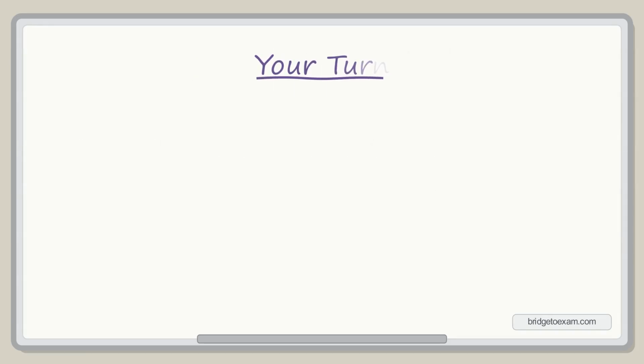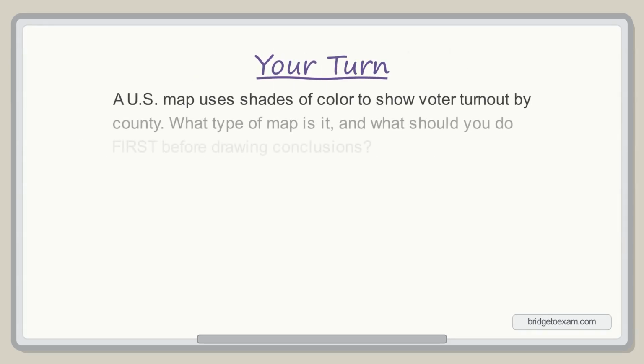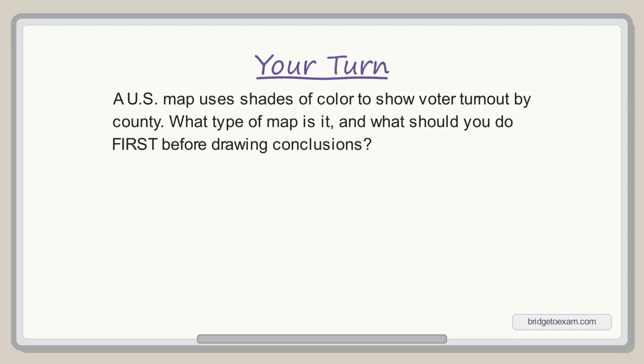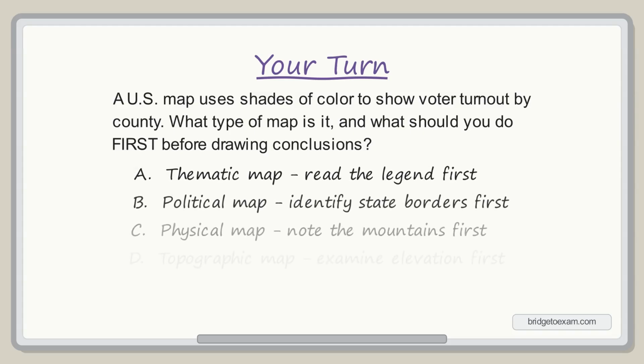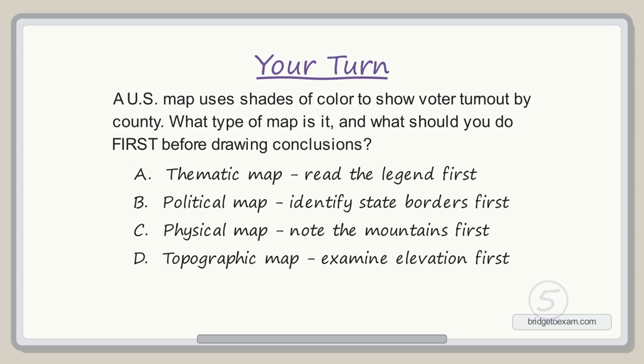Let's test it. A map uses color shades to show voter turnout by county. What type of map is it, and what should you do first? Pause and choose.